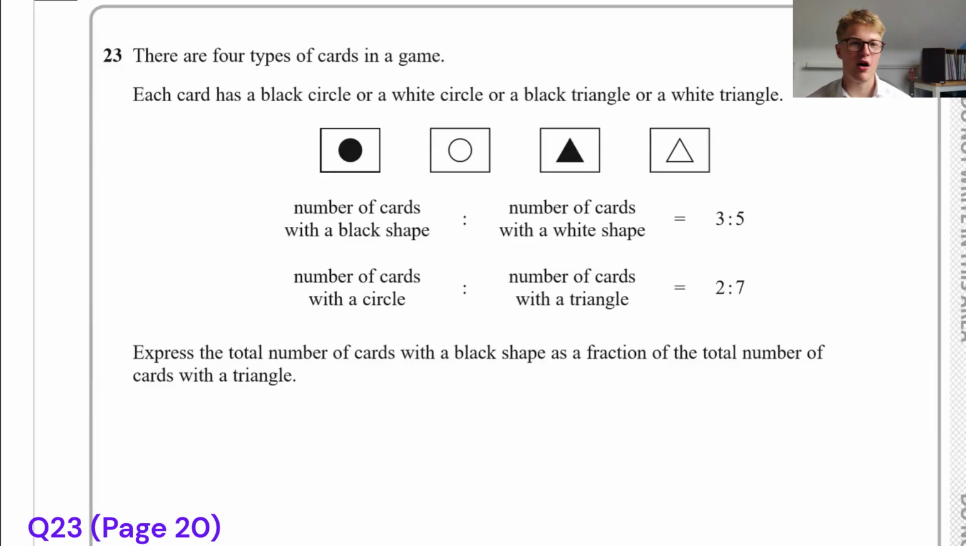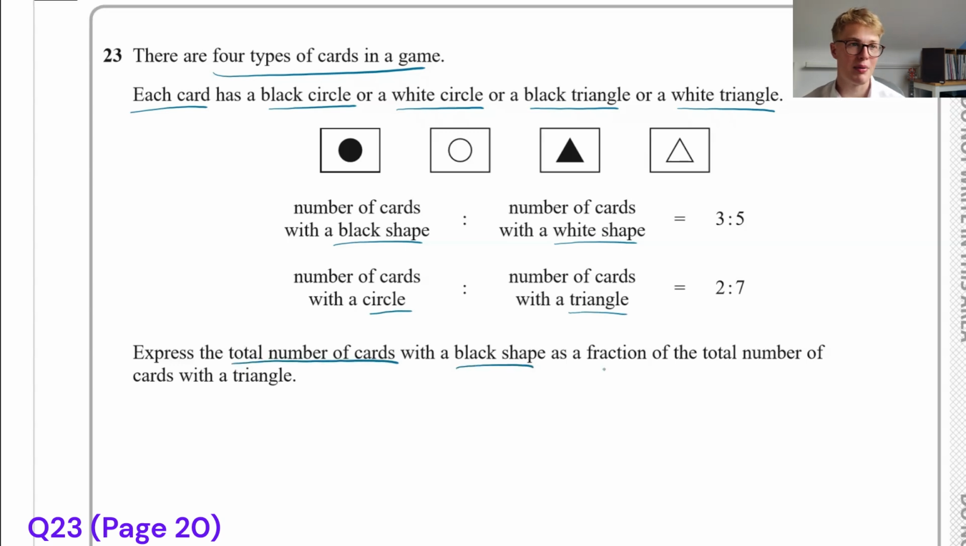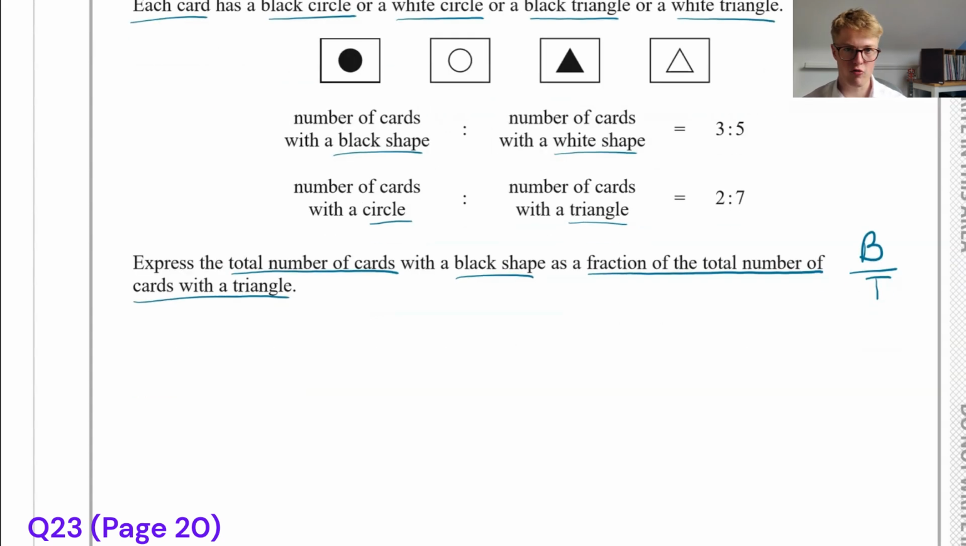There are 4 types of cards in a game. Each card is a black circle or a white circle or a black triangle or a white triangle. The number of cards with a black shape as a ratio to the number of cards with a white shape is 3 to 5, and the number of cards with a circle to the number of cards with a triangle is 2 to 7. Express the total number of cards with a black shape as a fraction of the total number of cards with a triangle. So we're thinking of the number of black cards over the number of triangle cards.